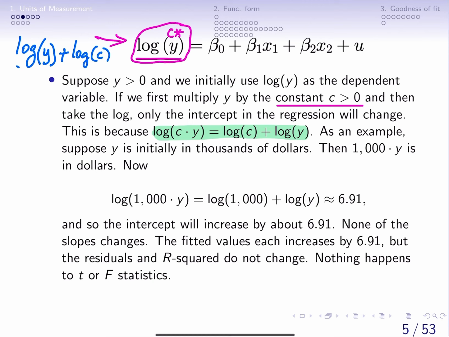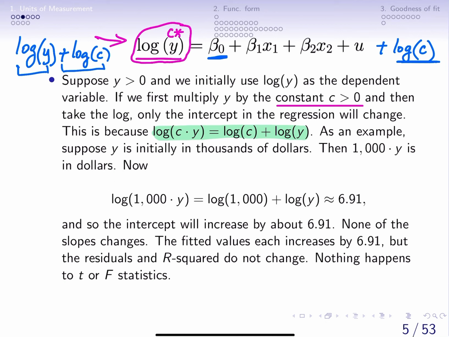So earlier we just had log of y, but now there's some addition of some constant log of c on the left hand side. So again, for this equation to hold, this is going to be added also to the right hand side, okay? And so this essentially means that the intercept gets increased by log of c, okay? And you can take an example here and see what happens.